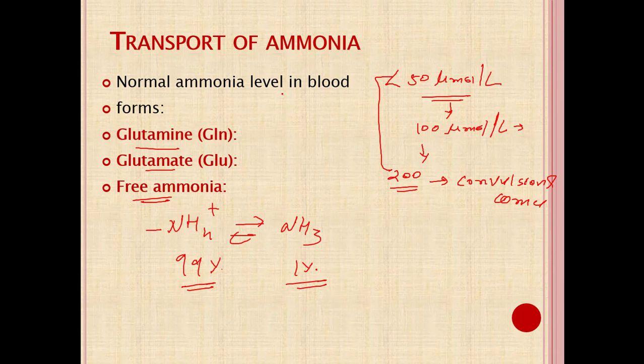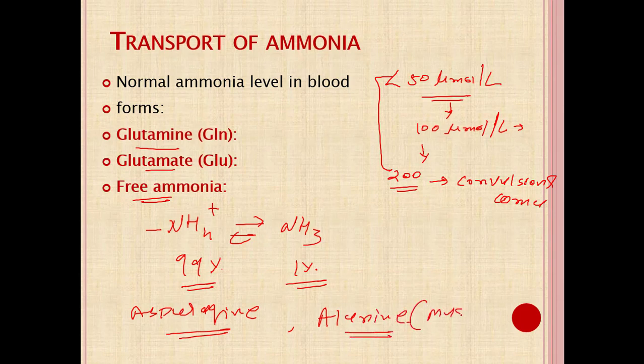So there are various transport forms of ammonia: the free form, glutamate form, and glutamine form. Other forms are asparagine, meaning aspartate plus ammonia, and alanine, which is mainly from muscle tissue. Amino acids in the muscle transfer the amino group from the muscle to the liver for urea synthesis mainly in the alanine form. Amino groups from brain tissue are mainly transferred in the form of glutamine.